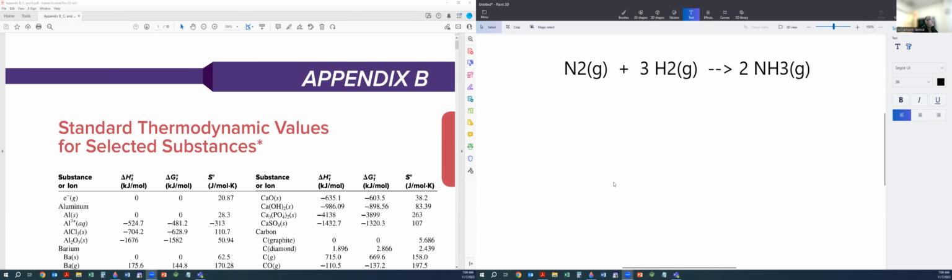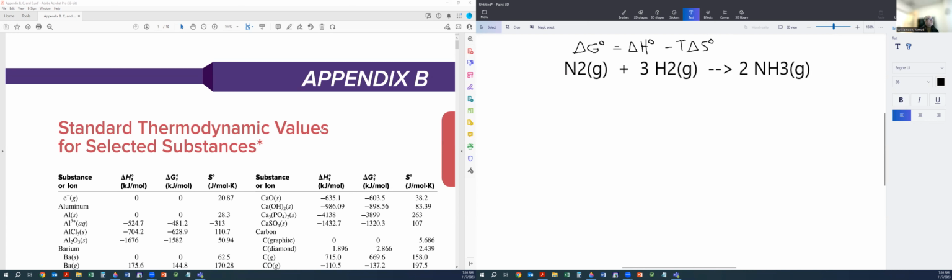I'm going to show you guys, this is just a quick little video, how to use Appendix B and how to calculate values of the Gibbs free energy for this particular reaction, where delta G is equal to delta H minus T delta S. That little circle means under standard state conditions.